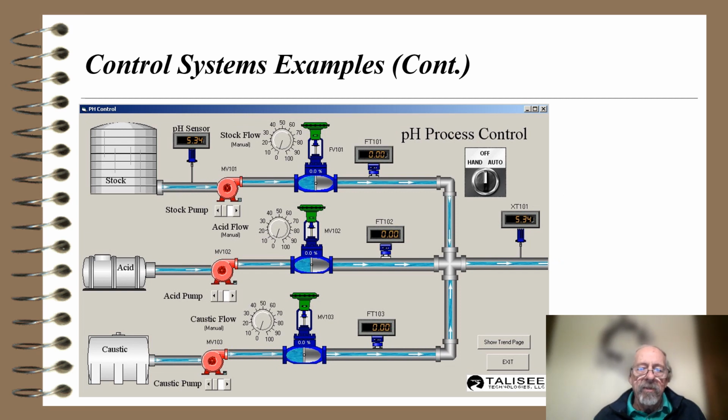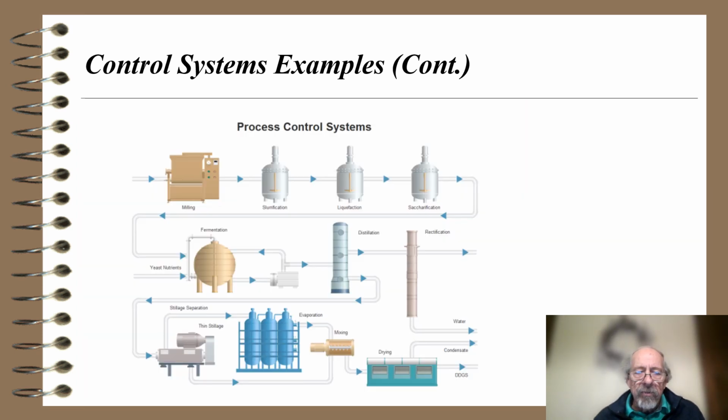So things have been getting more and more sophisticated. Here, for instance, is an example of a pH process control, and notice there's a stock pump, an acid pump, and a caustic pump, and a caustic vat there. It turns out that we can control the flow rates of all those things and get whatever pH we want out of this process. Here's another process control system, and you can see this one has arrows that indicate the various processes, how they go sequentially, and then at the very end there are several different outputs of this process.